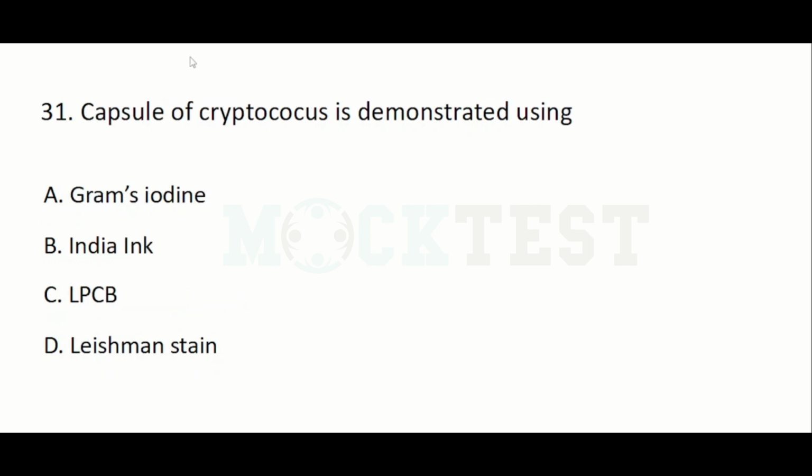Next, capsule of Cryptococcus is demonstrated using option A, Gram's iodine, option B, India ink, option C, LPCB, option D, Leishman stain. Capsule of Cryptococcus is demonstrated using option B, India ink.